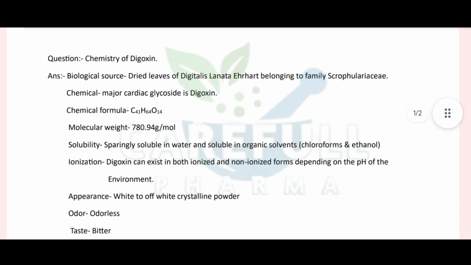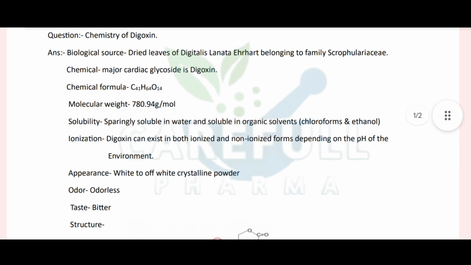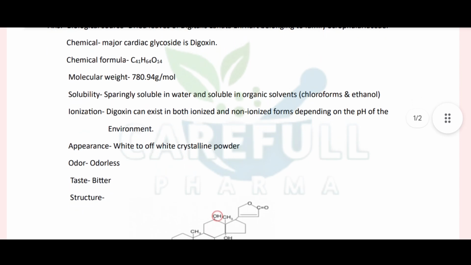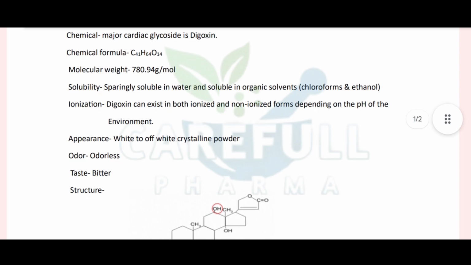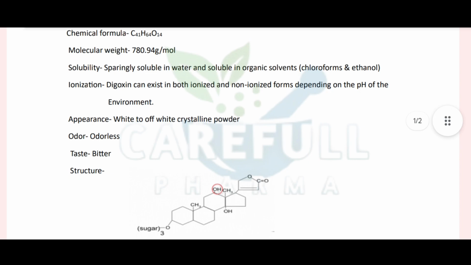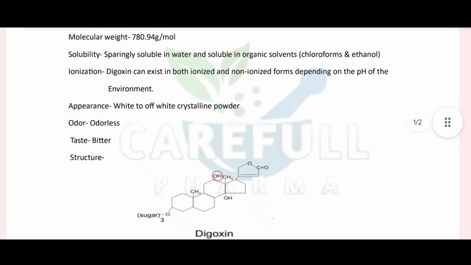Question: Chemistry of digoxin. Answer: Biological source: dried leaves of Digitalis lanata Ehrhart belonging to family Scrophulariaceae. Chemical major: cardiac glycoside is digoxin. Chemical formula: C41H64O14. Molecular weight: 780.94 grams per mole.